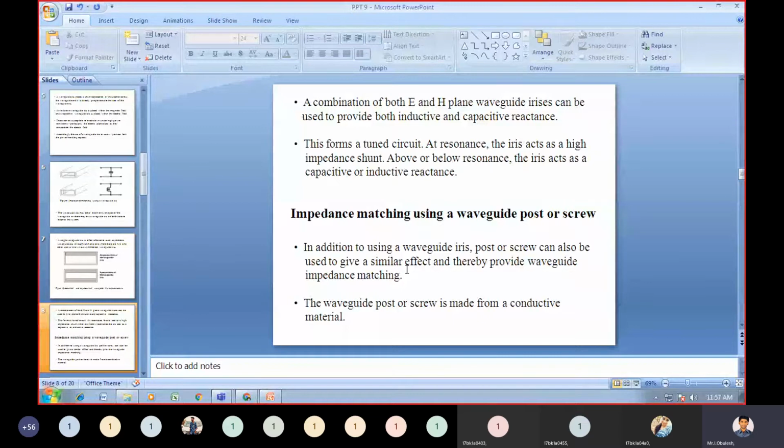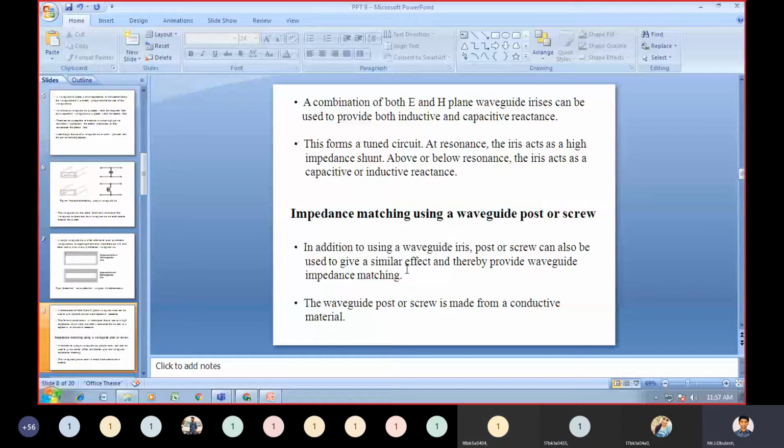These irises act as a high impedance shunt, either above or below resonance state. And the irises act as capacitive and inductive reactances. You need to remember this also.